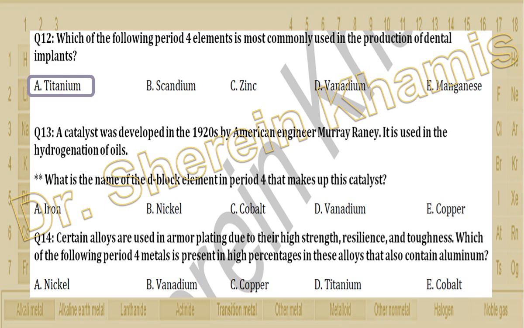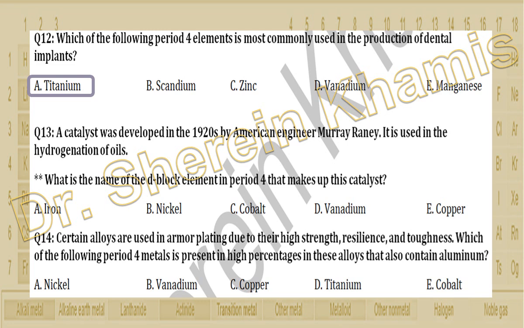A catalyst was developed in the 1920s by the American engineer Murray Raney. Raney used this catalyst in the hydrogenation of oils. What is the name of the d-block element in period 4 that makes up this catalyst? We wanted to know what the catalyst is. We have iron, nickel, cobalt, vanadium, and copper. I think it's a very effective one for the hydrogenation of oil.